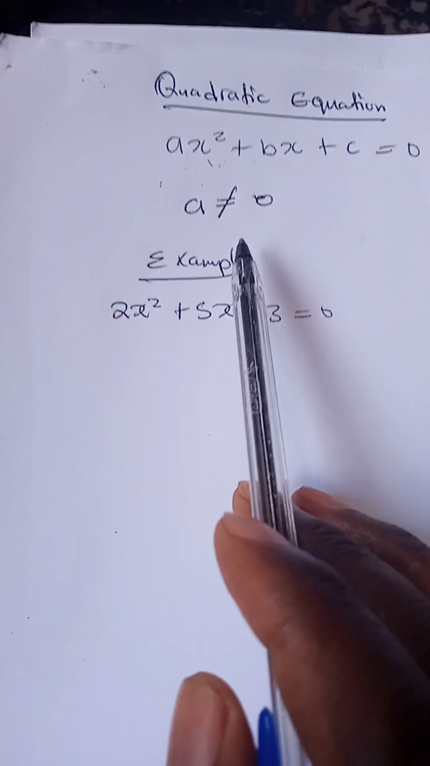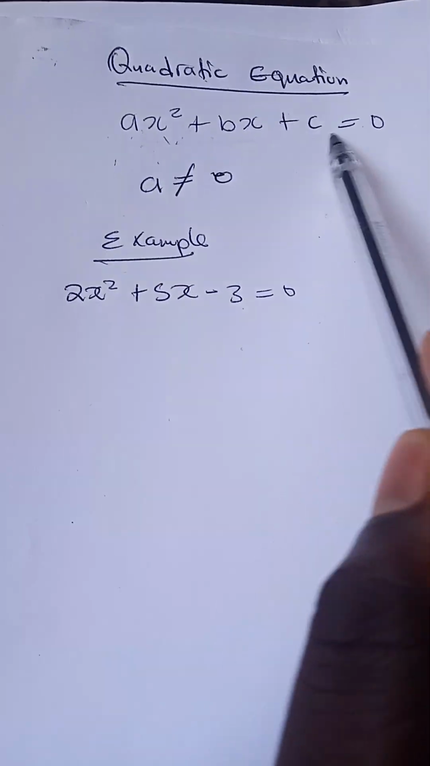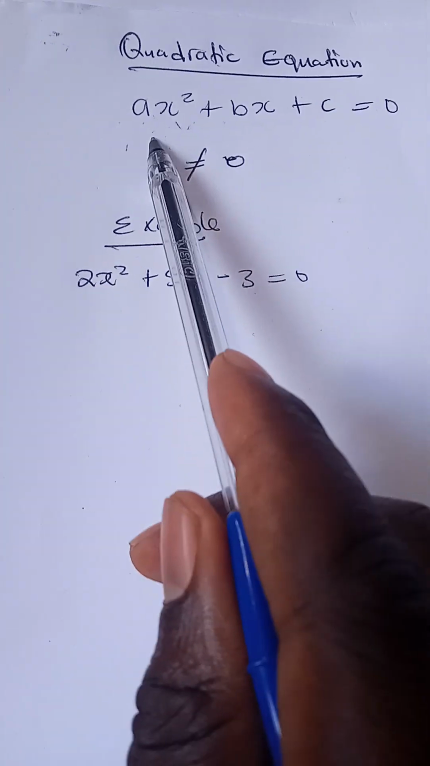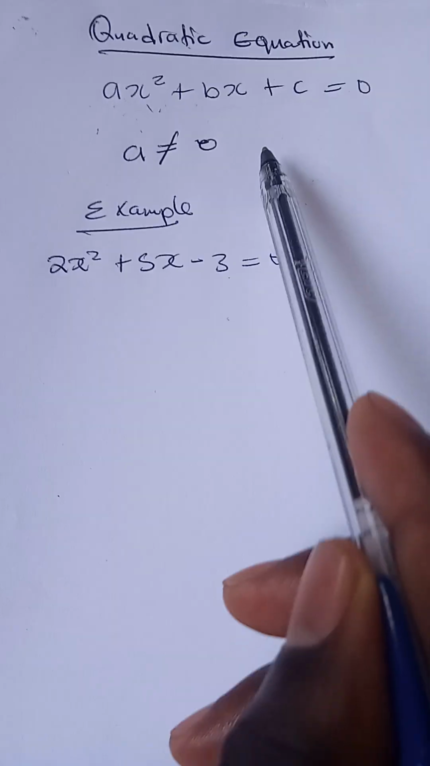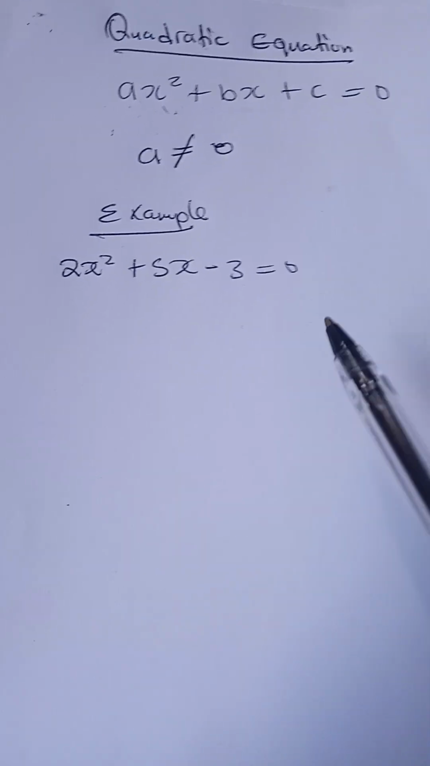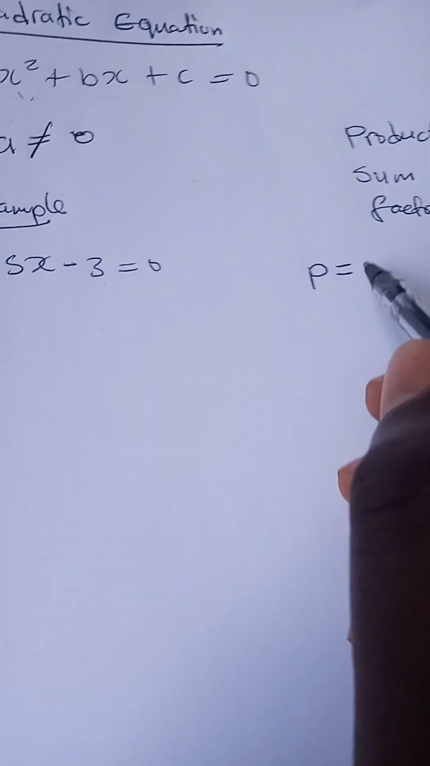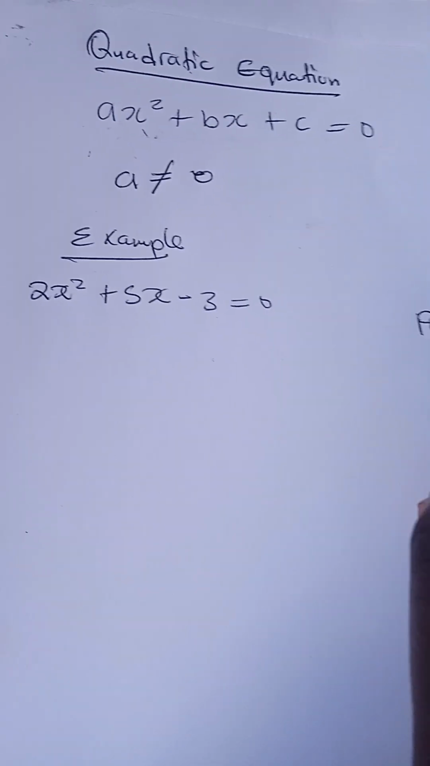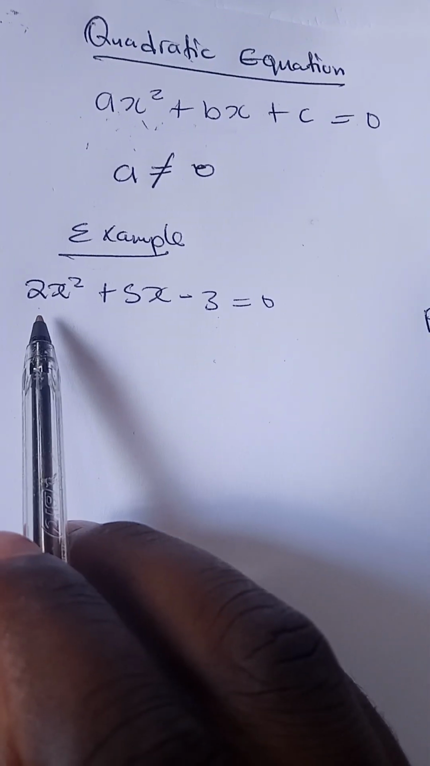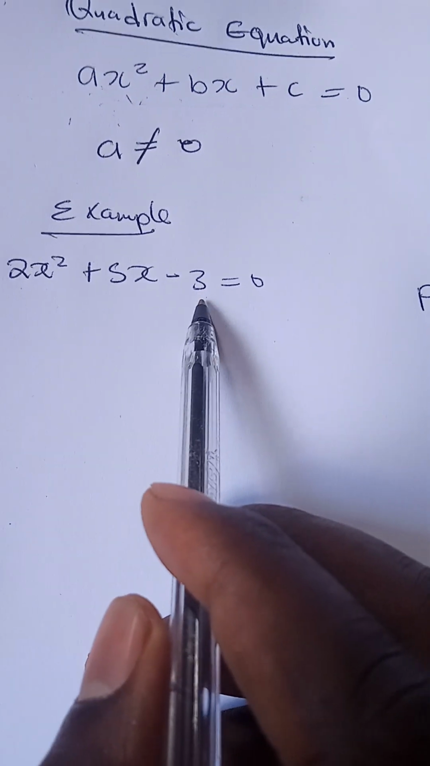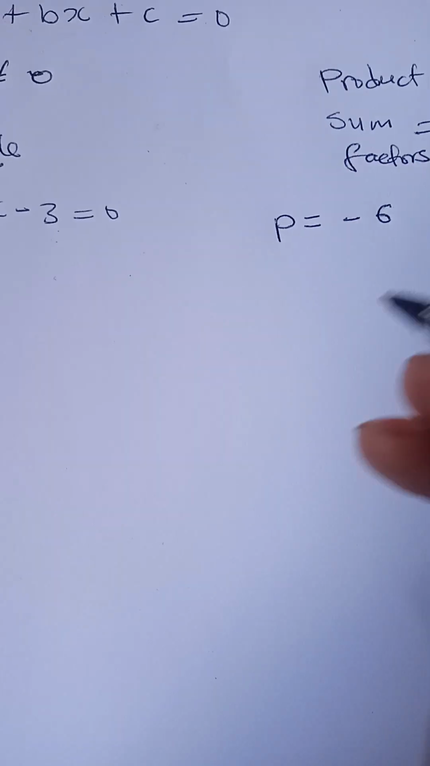If a quadratic equation is not in standard form, we have to try by all means to make it into this standard form. As you can see, where there was a here, now there's a 2. Where there was a b, now there's a 5, and negative 3 in the place of c, equals 0. So we have to find the product. This P stands for product. So how do we find the product? We simply say the first number times the last number. In this case, it is 2 times negative 3, and we get negative 6.